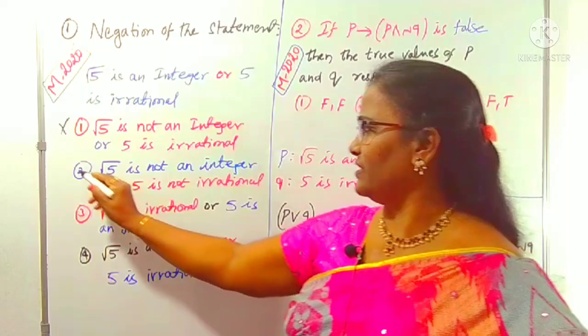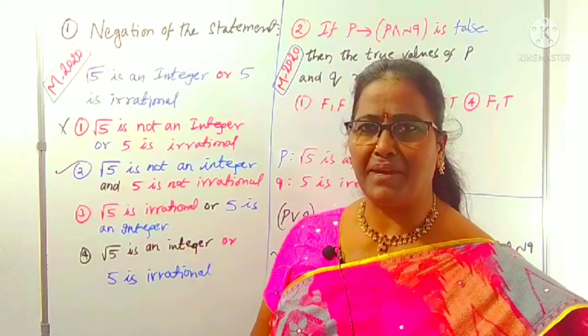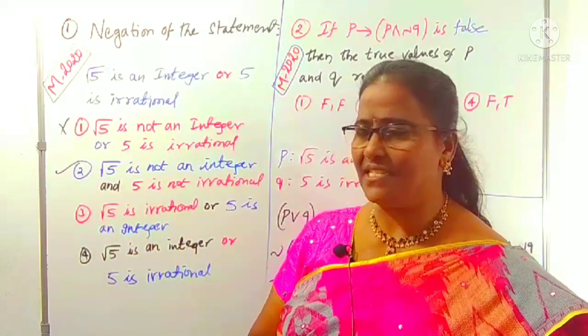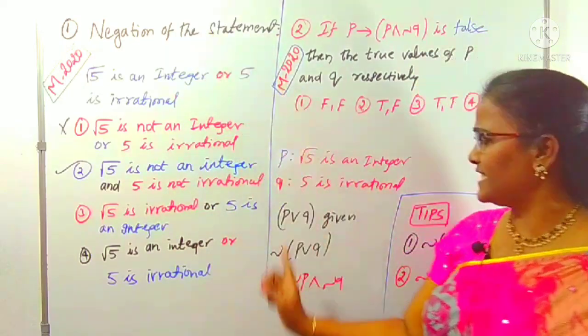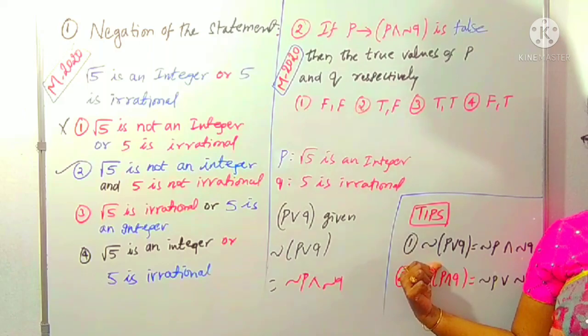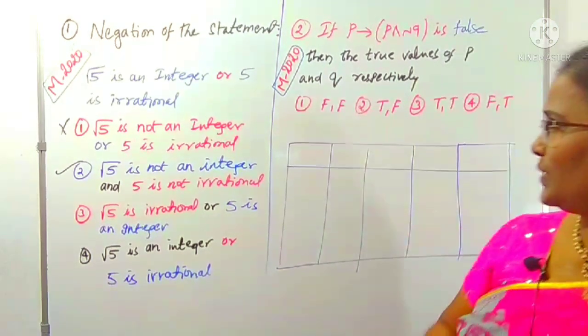The second option, right? So no need to worry about the remaining options. That's it. Just concentrate. What is a compound statement? What is its negation? For that you have to use this, a super tip also, right? Look at the next question.